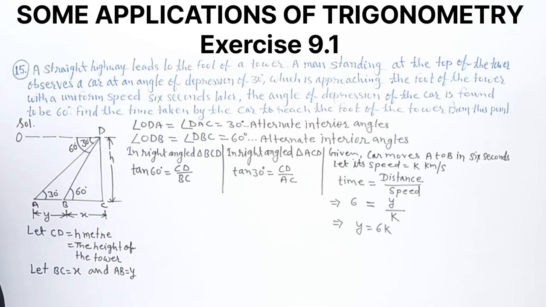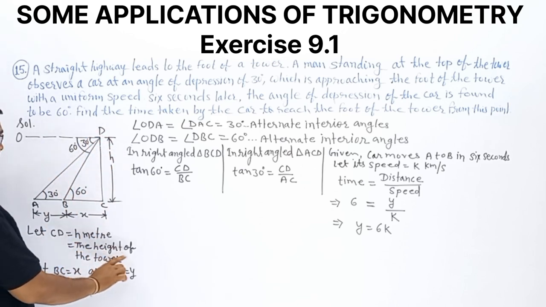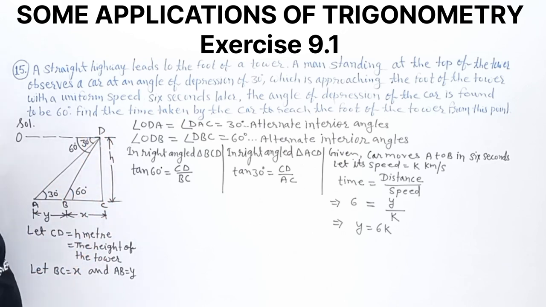Now we want to find the time taken by the car to reach the foot of the tower from this point. The car is at this point, so to reach the foot, what will be the time required? We want to find this one. So how will we solve? First, we assume the height of the tower is h meters. We assumed CD equal to h meters. We require the time to travel this distance, the base BC. Clear?